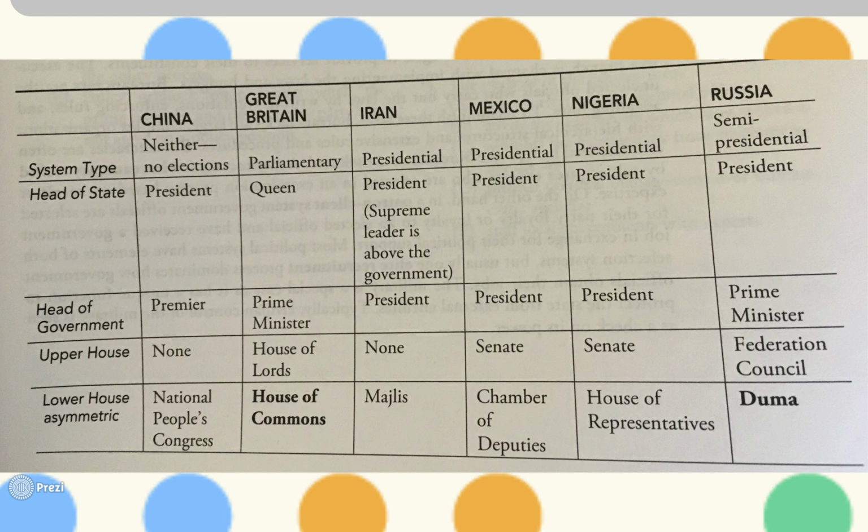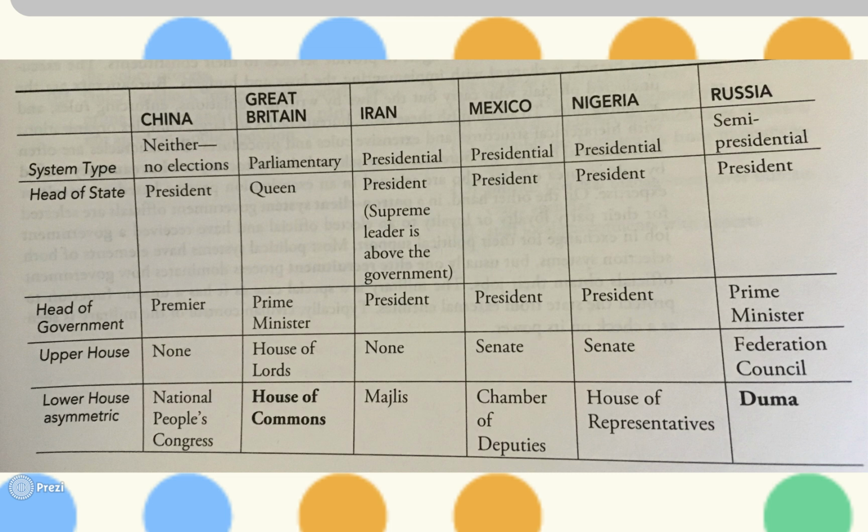Okay, so here's a chart that'll break down the examples. Let's look at the head of state to start. You've got the president as the head of state in all of these different systems except for Great Britain. And the head of government's a little different.